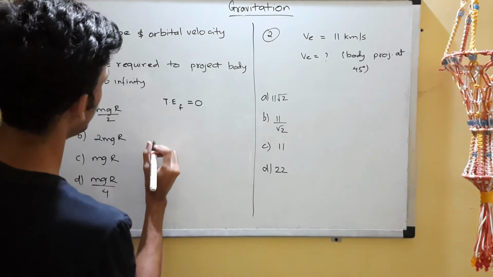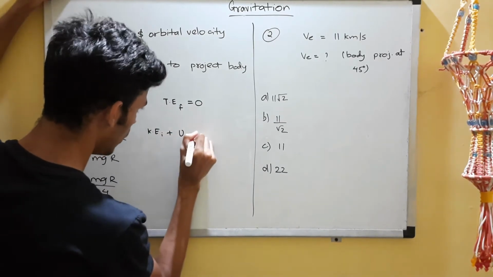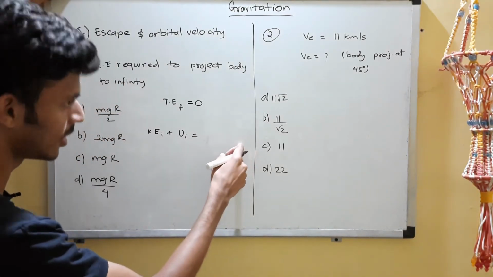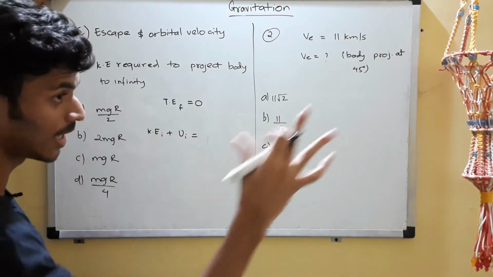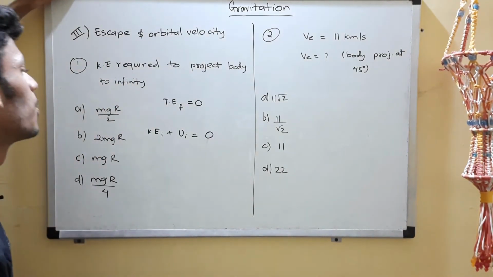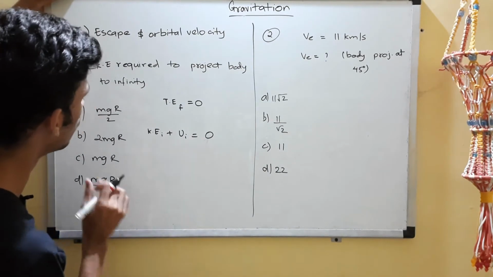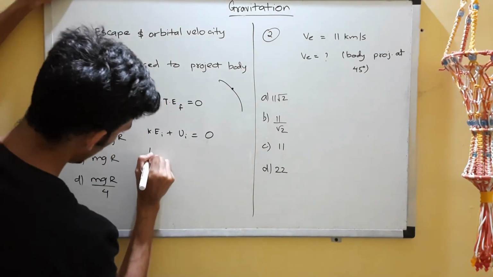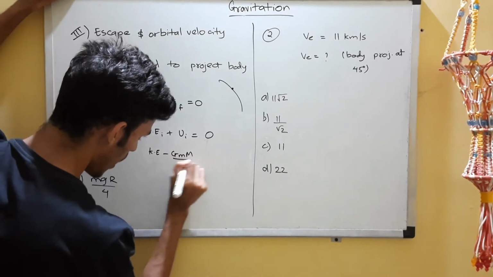Now you can use the conservation of energy. Kinetic energy initial plus potential energy initial equals kinetic energy final plus potential energy final, which can be treated as total energy final. We know that the object is escaping to infinity, so the total energy final is 0. Now we are supposed to find the kinetic energy that we gave. We'll consider the object is on the surface of the earth, so potential energy in that case is nothing but minus GmM by r, right?